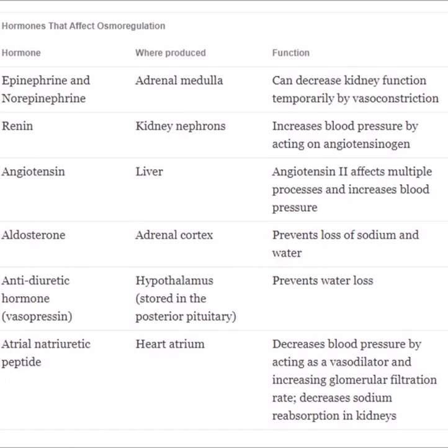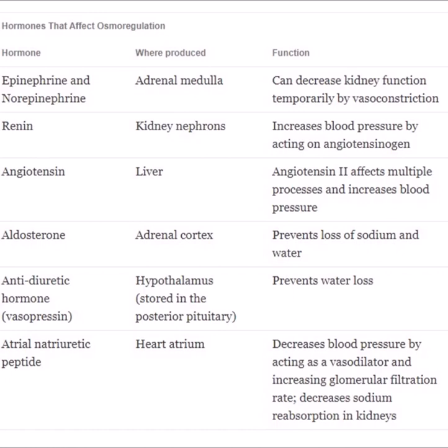hormones. Now, we have different hormones and where they are produced and their function shown in the table below. These are hormones that affect osmoregulation. So we have the hormone. The first hormone is epinephrine and norepinephrine. They are produced in the adrenal medulla. What is their function? They can decrease kidney function temporarily by vasoconstriction.